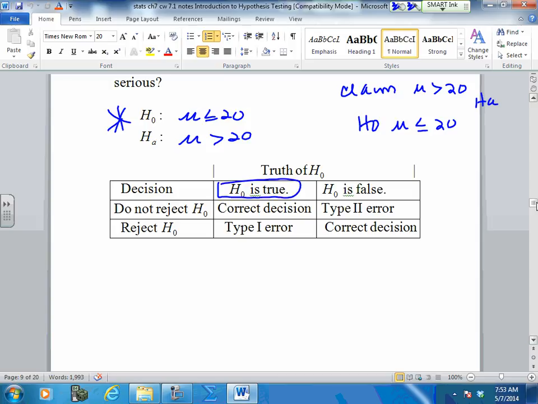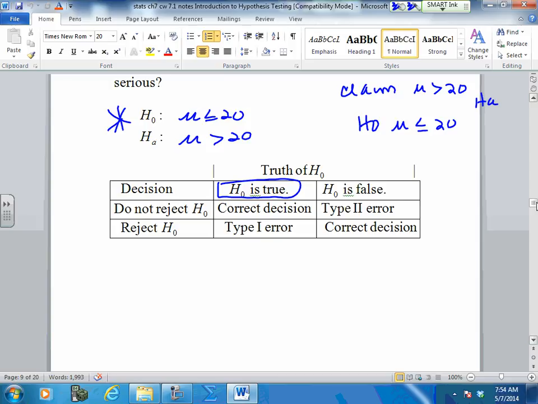Gunner knows that he didn't steal more than 20. It's true that he stole less than or equal to 20. He didn't take more than 20. However, my test shows to reject this. If I reject this, I'm actually saying he stole more. But in fact, he didn't. He's only been taking less than or equal to $20. But I'm saying reject it. Okay, let me step back. I'm saying do not reject this. So therefore, I'm agreeing he stole less than or equal to 20. So it's a correct decision.